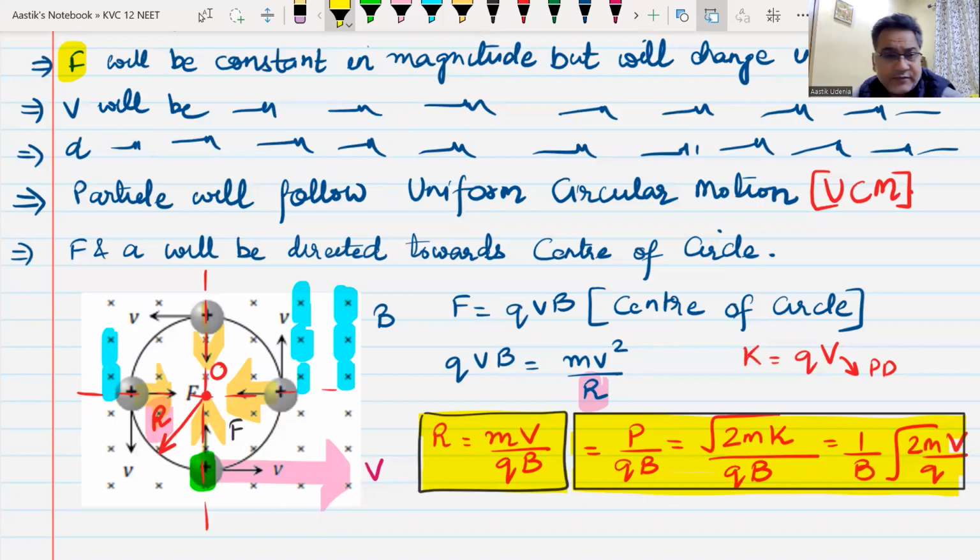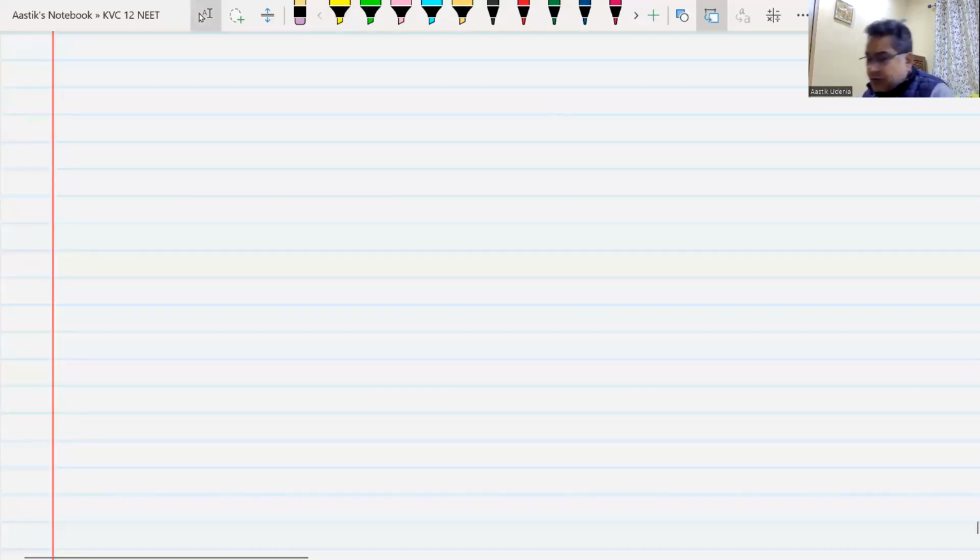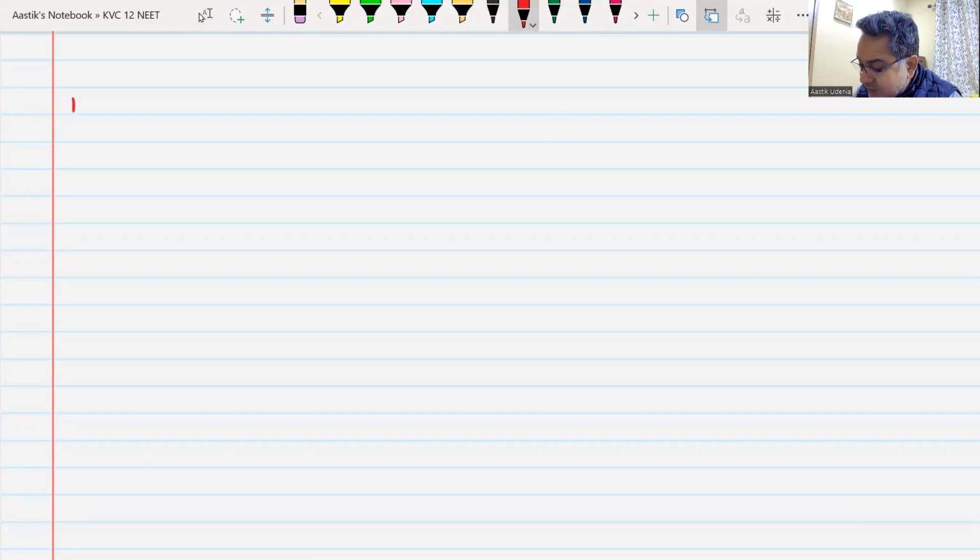Okay, then let's move ahead. This was radius. And what do you need to remember about the radius? This radius of the circular path, point number one, is directly proportional to V, which is directly proportional to momentum P, which is directly proportional to root over kinetic energy. This is one point that you must remember.